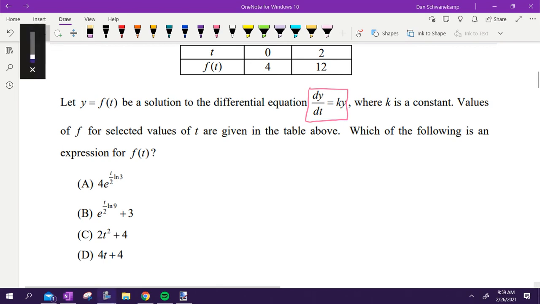As we look at this problem, the derivative is given. It's ky. They are asking for an expression for f of t. They said y is equal to f of t. So what do I need to do with this dy over dt to find f of t? Or in other words, y?